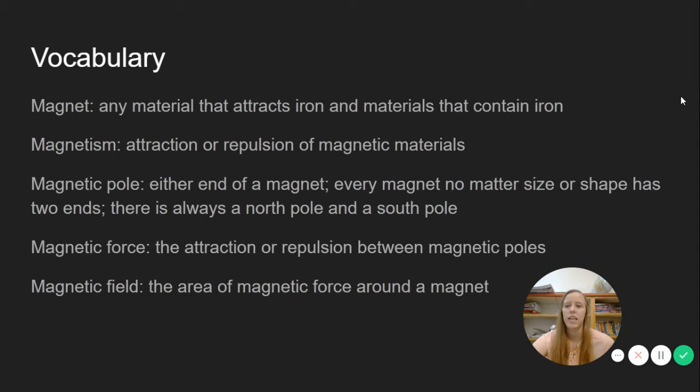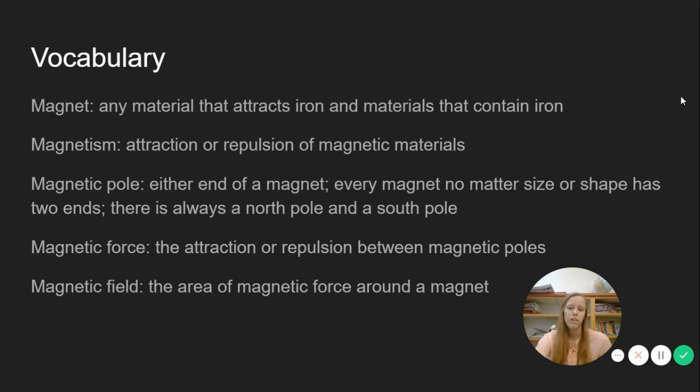So magnet, any material that attracts iron and materials that contain iron. Magnetism, attraction or repulsion of magnetic materials. Magnetic pole, either end of a magnet. And then every magnet, no matter size or shape, has 2 ends. There's always a north pole and always a south pole. Magnetic force is the attraction or repulsion between the magnetic poles.